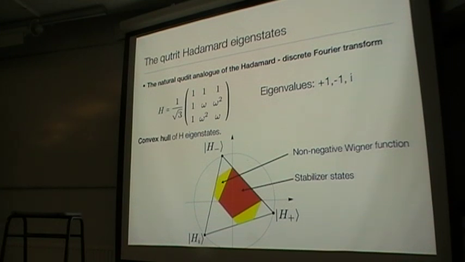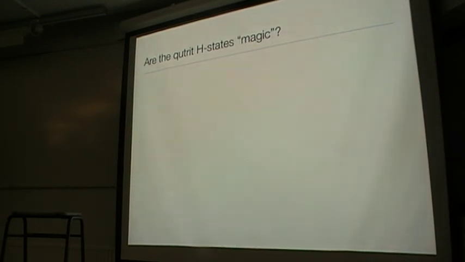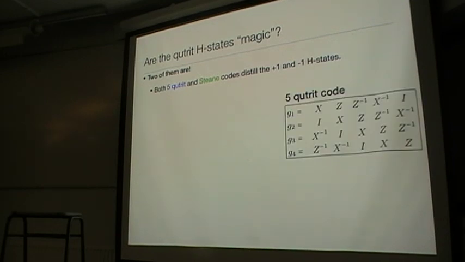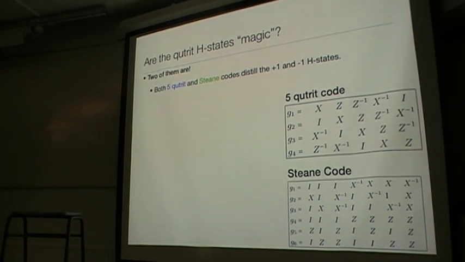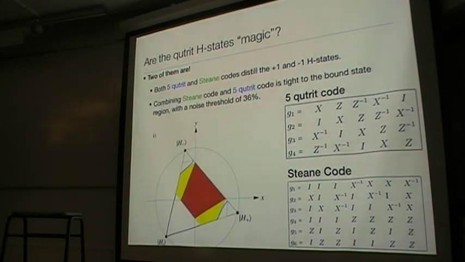And what we found was that we can map out this slice, and we can find the stabilizer states, which is this red region here. We can find the non-negative Wigner function states, that's this yellow region here. And so starting with states on this plane, we constructed some magic state distillation protocols and saw how well they worked. And we found that 2 of them are indeed magic states, 2 of them can be distilled. And what we used was a combination of the 5 Q-trit code and the steam code. These are both very natural generalizations from the cubic codes to the qubit case. And we found that they worked.